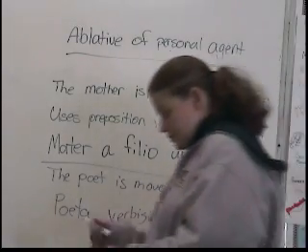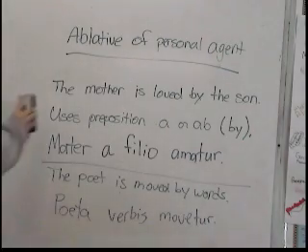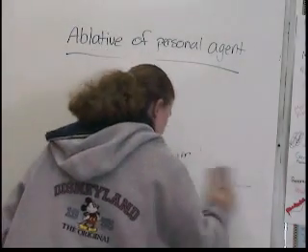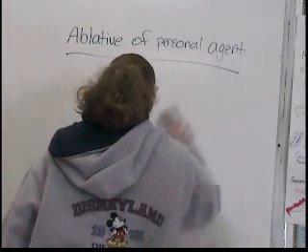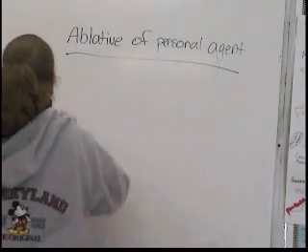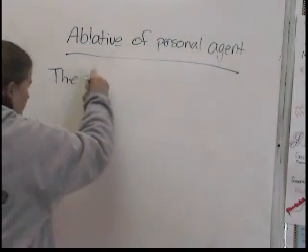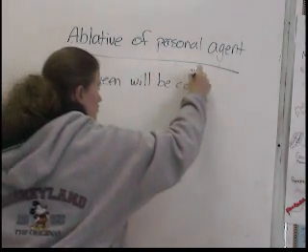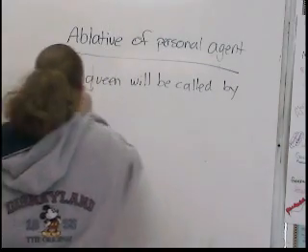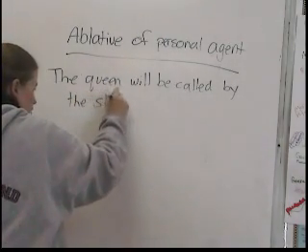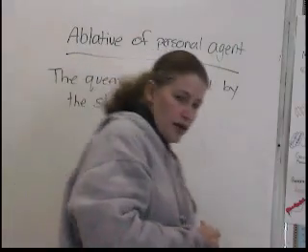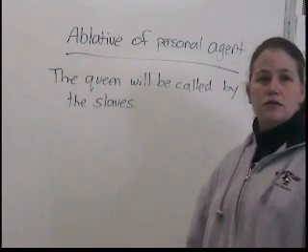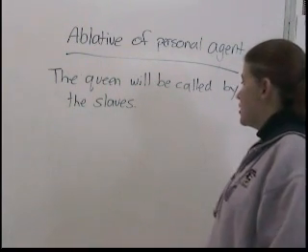Okay, let's try another one. The queen will be called by the slave. So the first thing we need to decide is, is this ablative of agent or ablative of means? It's ablative of agent.